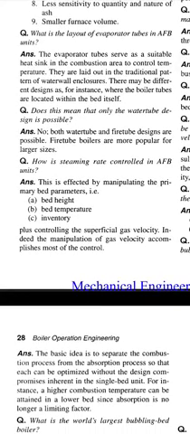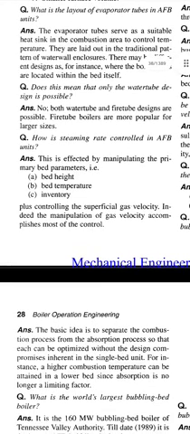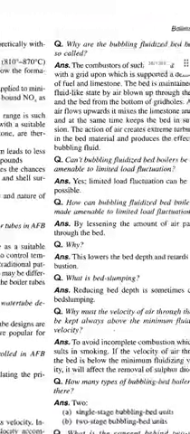Next question. How is steaming rate controlled in AFB units? Answer. This is affected by manipulating the primary bed parameters, meaning bed height, bed temperature, inventory, plus controlling the superficial gas velocity. Indeed, the manipulation of gas velocity accomplishes most of the control.